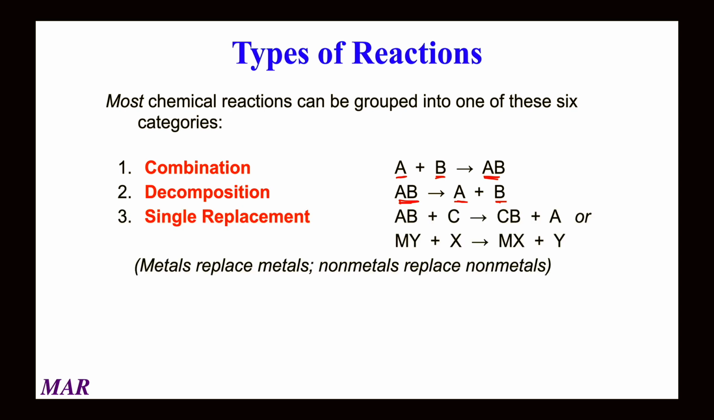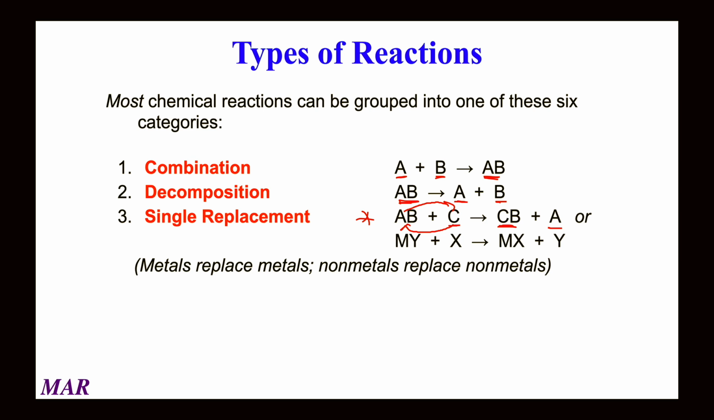A single replacement reaction is kind of like a dance. So let's look at the first example right here with A, B, and C. So A and B are dancing, and C goes, hey, I want to dance with B. So C pushes A out. And on the other side of the equation, C and B are dancing, and A is by itself. This is a single replacement reaction where one piece is replaced by another.